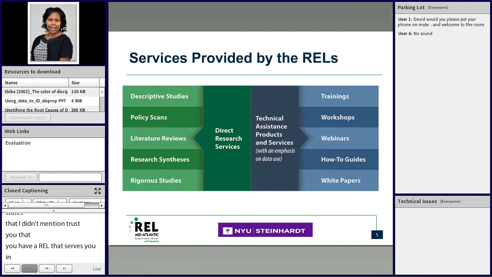RAL Mid-Atlantic, like all of the RALs, provides no-cost direct research services and technical assistance support to education stakeholders throughout our service region. All of our services emphasize research and data use. Direct research services include descriptive studies, policy scans, literature reviews, research syntheses, and rigorous studies. Our data-focused technical assistance products and services range from trainings, workshops, and webinars to white papers and how-to guides.